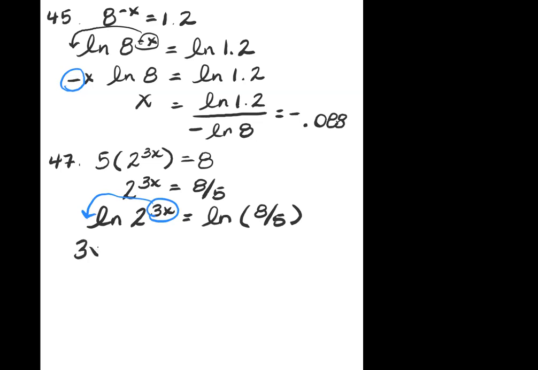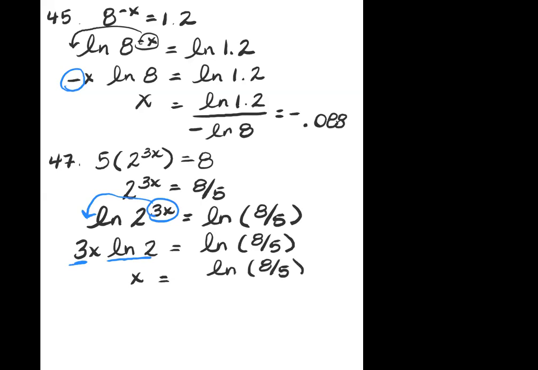So 3x, natural log of 2, natural log of 8/5. And then, again, I'm going to take everything that's not x. So I get x, natural log of 8/5 stays on top. 3 and the natural log of 2 goes on the bottom. And I get 0.226. All right, so again, we're going to take it a step up.